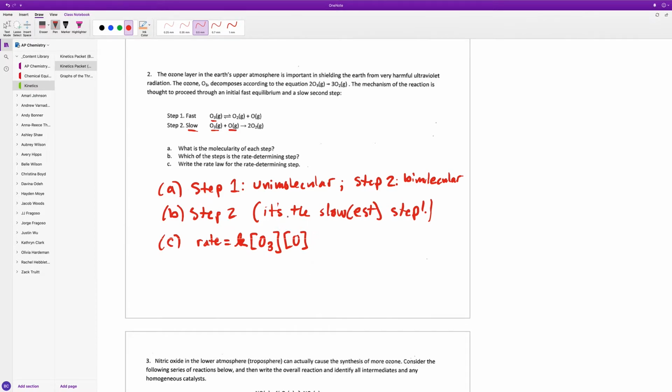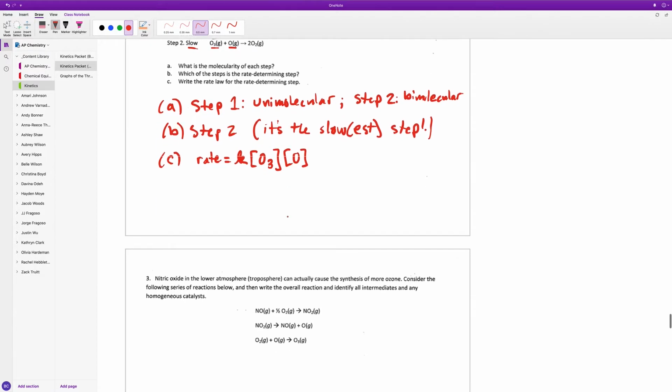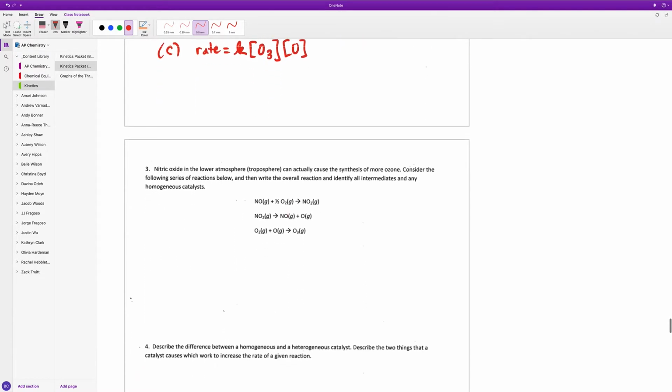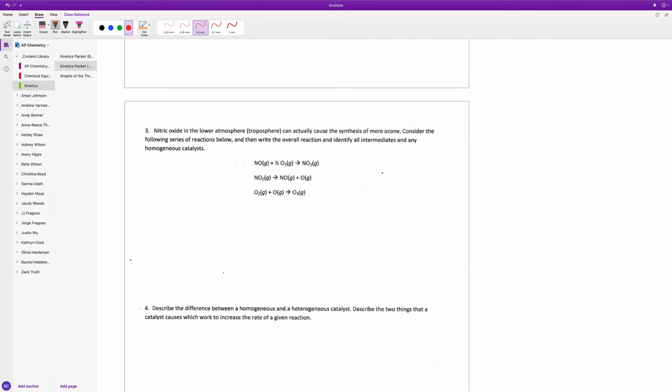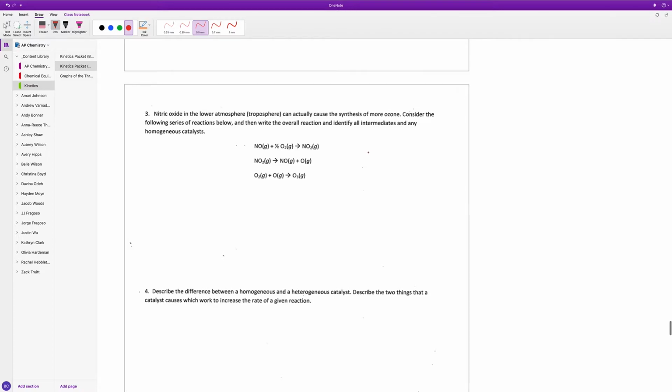And that's it for number 2. On to the next page. Nitric oxide in the lower atmosphere, the troposphere, can actually cause the synthesis of more ozone. Consider the following series of reactions below. Write the overall reaction. Identify any intermediates and homogeneous catalysts.